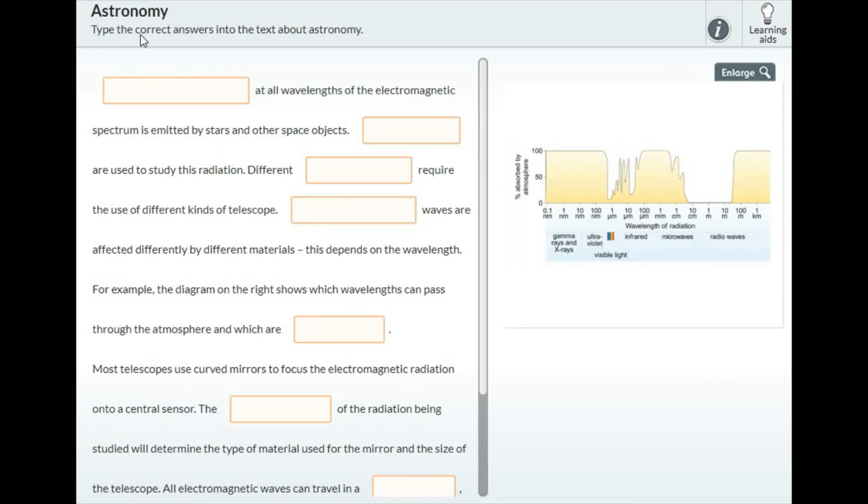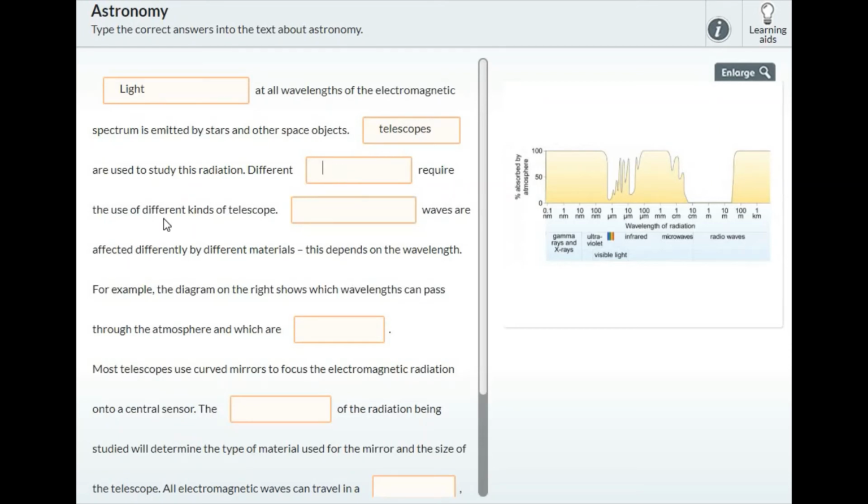Okay, type the correct answer into the text. So we have to type the answer. Something at all wavelengths of the electromagnetic spectrum is emitted by stars and other space objects. Okay, so that's light. So light at all wavelengths of the electromagnetic spectrum is emitted by stars and other space objects. Something are used to study this radiation. Telescopes. Telescopes are used to study this radiation.